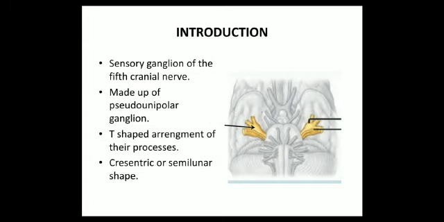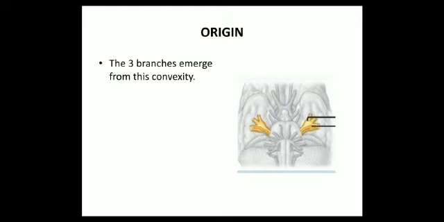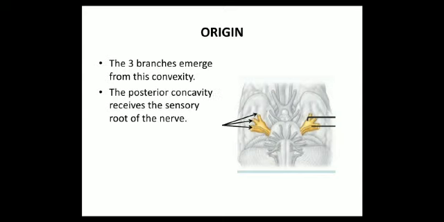This ganglion is crescentic or semilunar shape with its convexity directed anterolaterally. So, the three branches emerge from this convexity. The posterior concavity receives the sensory root of the nerve.